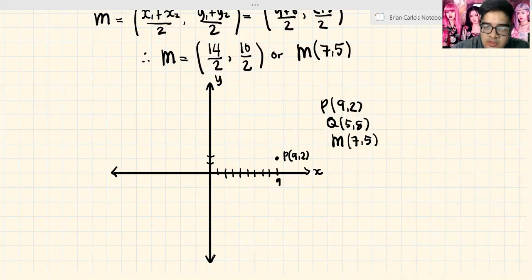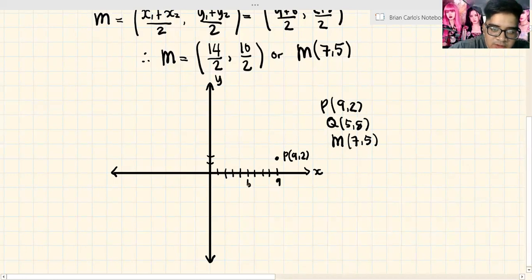Ngayon, susunod. Si (5, 8). This is 1, 2, 3, 4, 5. Ito si 5. Tapos si 8. Bilang tayo sa Y axis. 3, 4, 5, 6, 7, 8. This is 8. So this is approximately, this is (5, 8). This is Q.